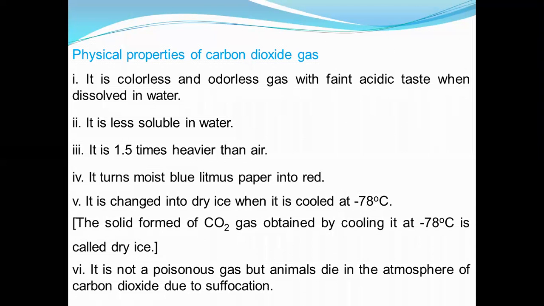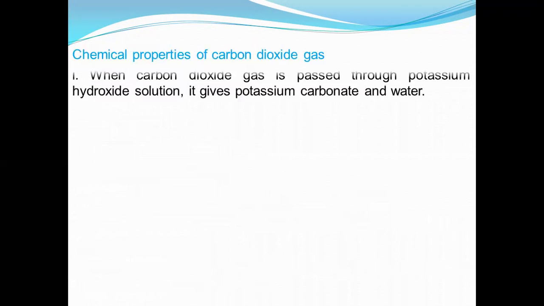So in that case also, okay. After that, there are some chemical properties of carbon dioxide gas. So how does the chemical reaction take place?